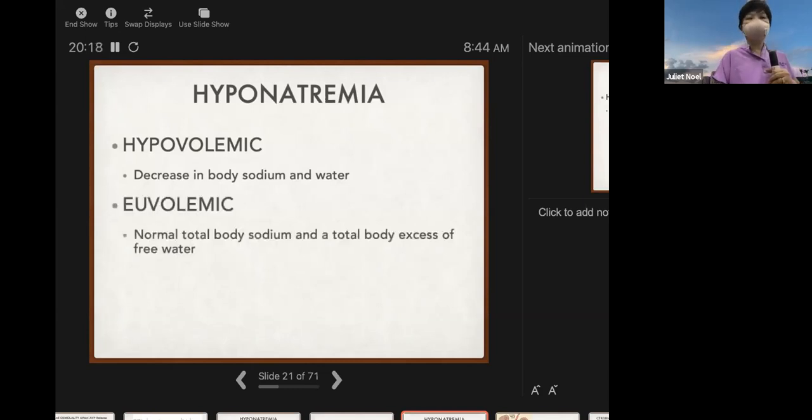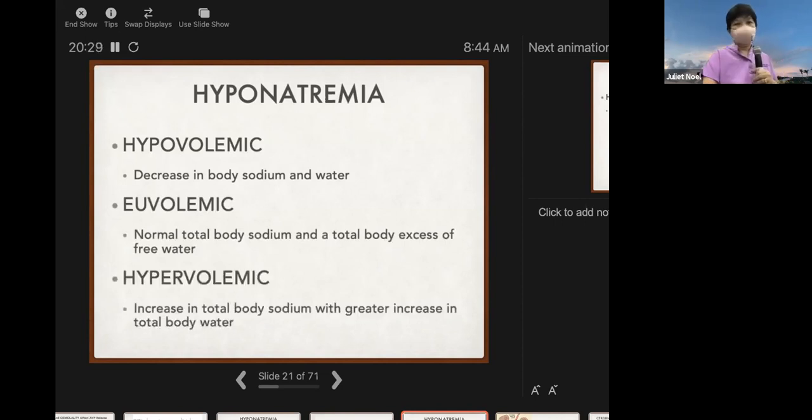Then euvolemic hyponatremia, you have normal body sodium, but with a total excess of free water. Hypervolemic is where both sodium and water are high, but the water is way higher than the increase in the total body sodium.